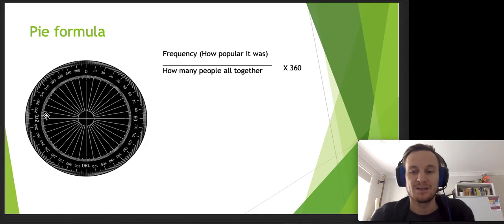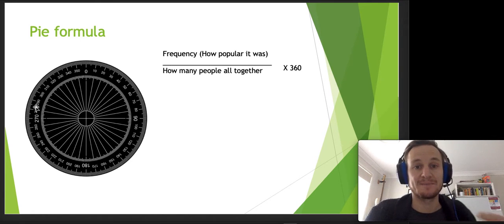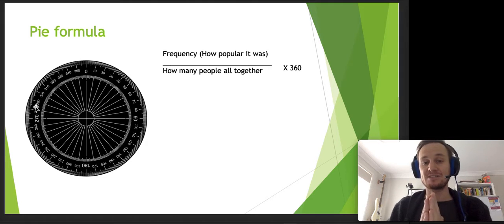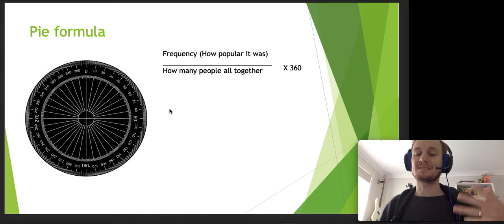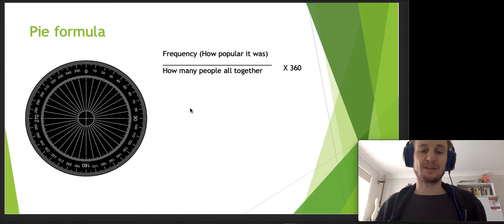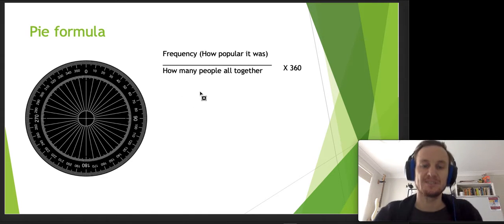But we don't call it percentage. So we're going to do the same thing, except instead of timesing it by 100, we're going to times it by 360, and that should tell us how many degrees of the pie we need to draw. So let's do another example, not the one we've used. Let's use a different example.